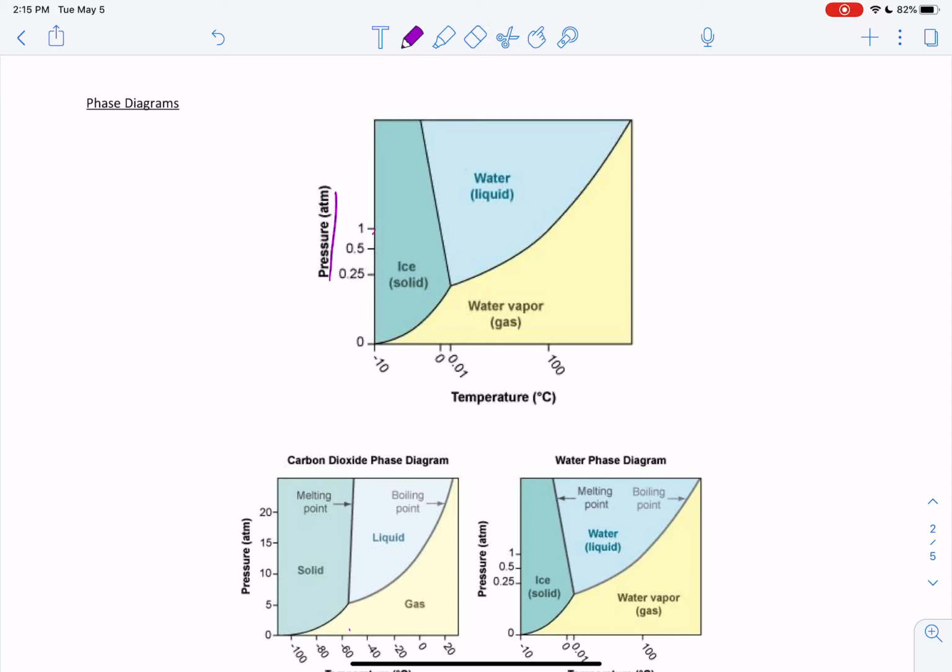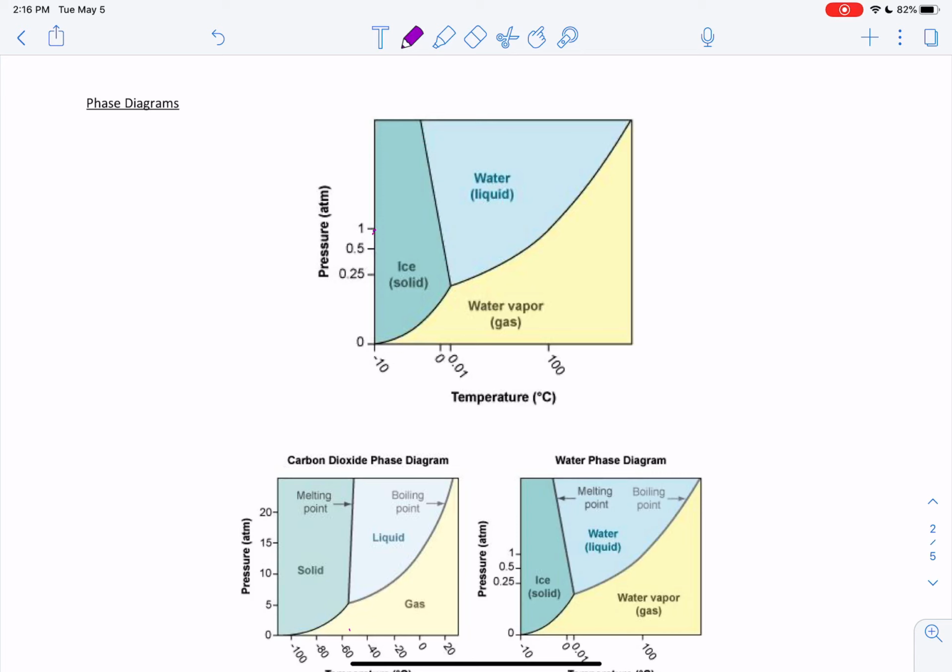Okay, let's say we want 0.25 atmospheres of pressure and 100 degrees Celsius. So again, we draw our straight line up from our gas and our line over from our pressure here. And we can see that at 100 degrees Celsius and 0.25 atmospheres of pressure, this is a gas. Okay, so this is how you determine, if you're given a pressure and a temperature, what state of matter something is in.